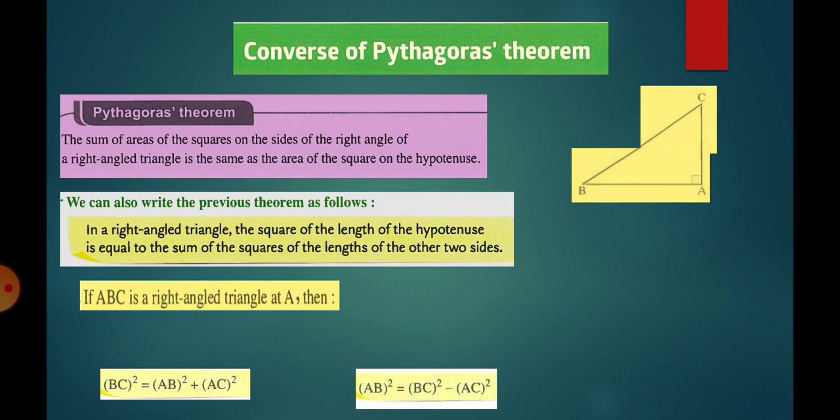Also, if you want to find the length of any of the sides, the legs of a right angle, like AB, AB power 2 equals BC power 2 minus AC power 2. Also, AC power 2 equals BC power 2 minus AB to the power 2.